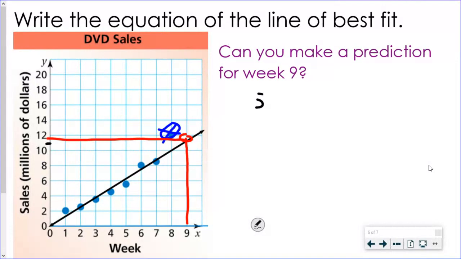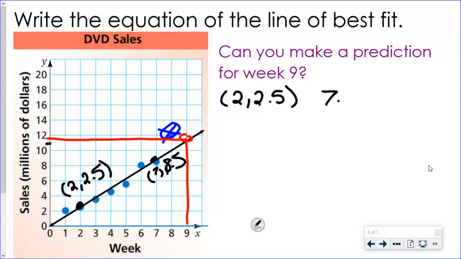So for example, this would be maybe (2, 2.5). And this one is (7, 8.5). So if I want to pick 2 points it goes through, I did (2, 2.5) and (7, 8.5). Okay, because it's over here and it's over here about. So it's a little less than halfway for both of those.